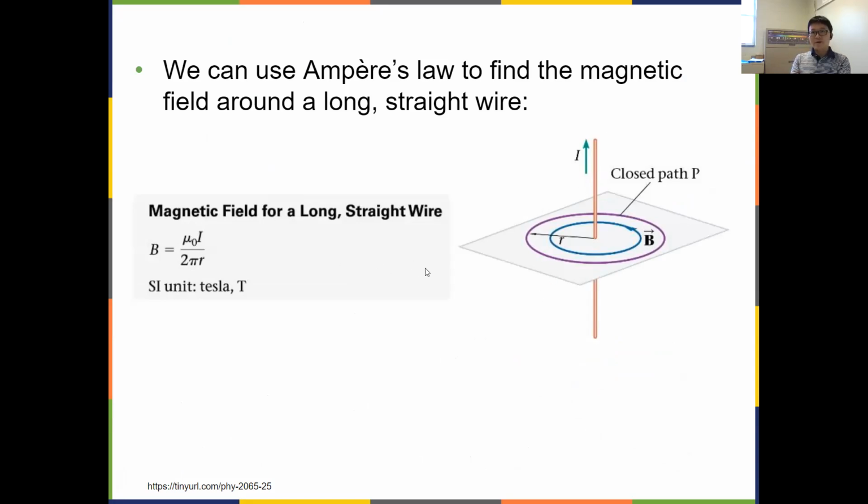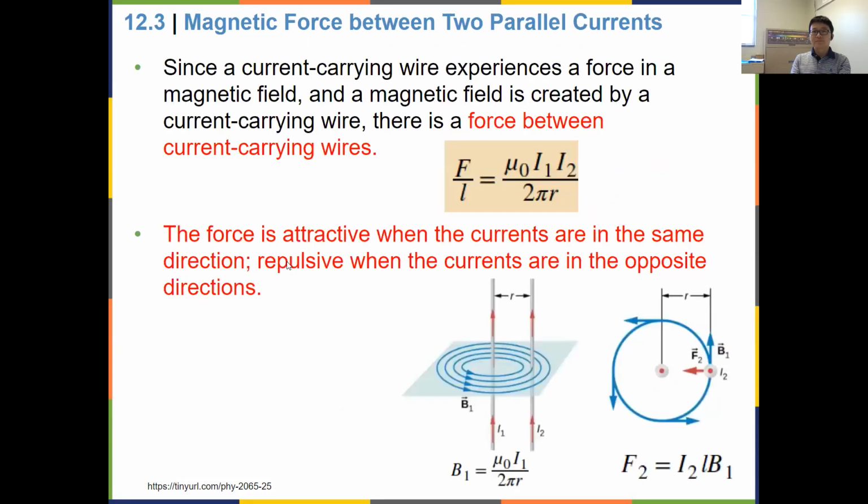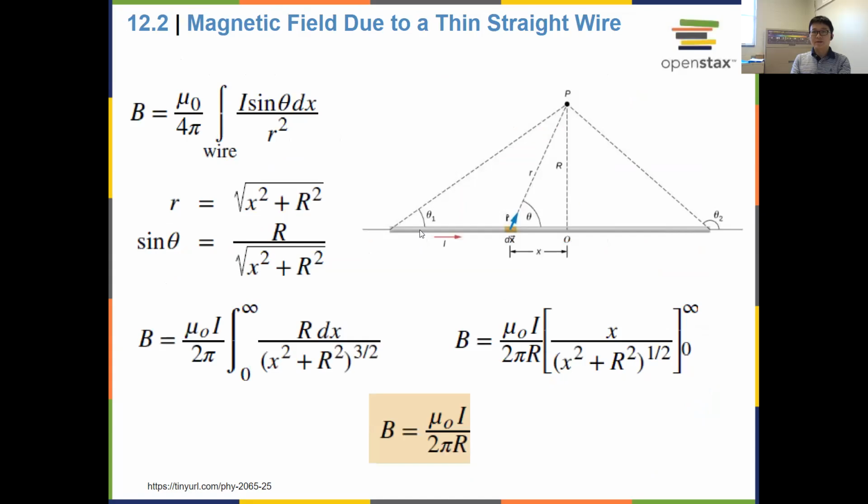We have derived this expression with Ampere's law. We can go a few slides backward. In this case, how about a straight wire? Starting from Biot-Savart's law, the result is B equal to mu naught I over 2 pi R, where R is the distance from your point of interest to the wire.